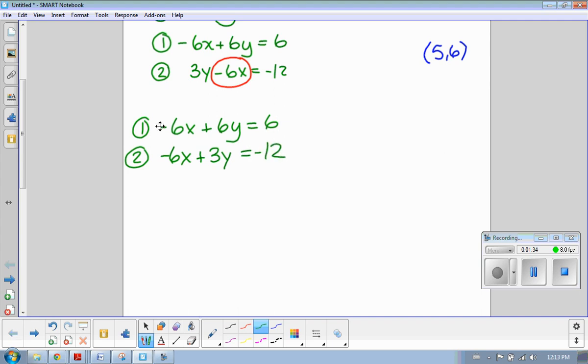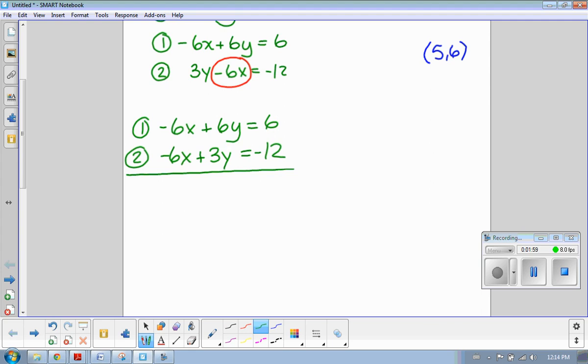All we did was make sure that when we stacked them, the x was with the x, the y was with the y, the equal was with the equal, and the two numbers were together. So we need to make sure that they're matched up before we do anything. Then we are going to make a decision. Should we add or subtract the two equations together? We make that decision based on attempting to eliminate one of the two letters.